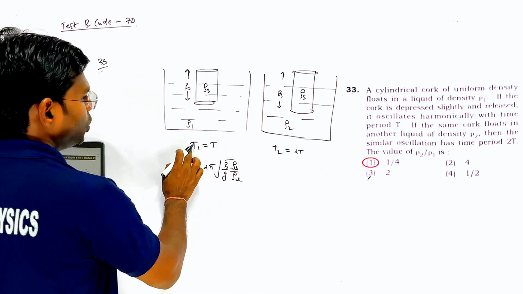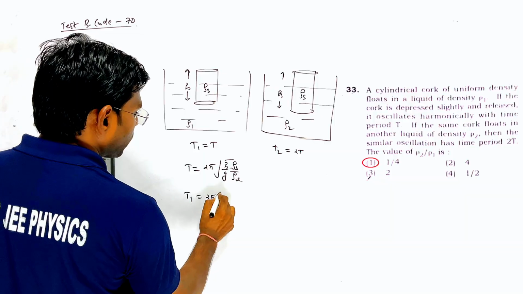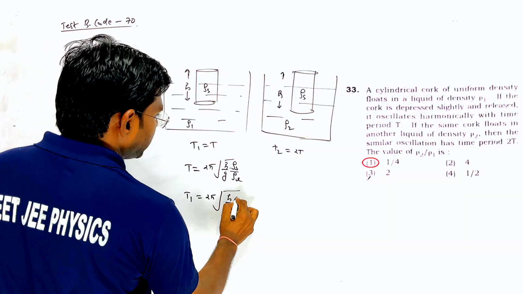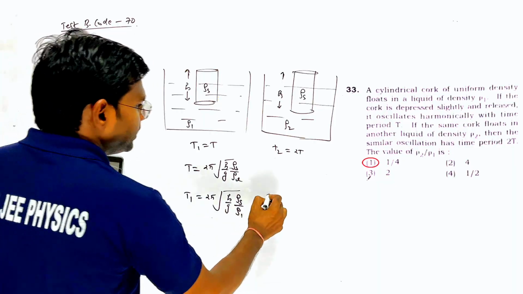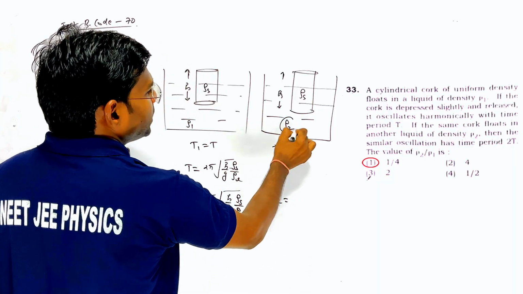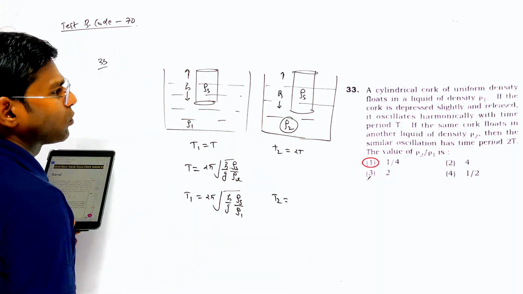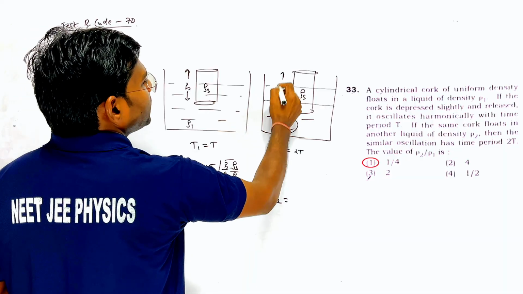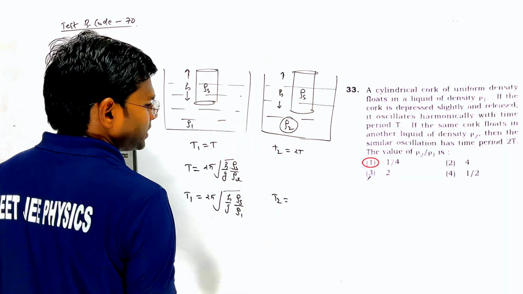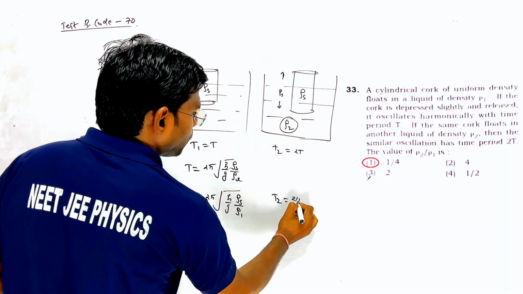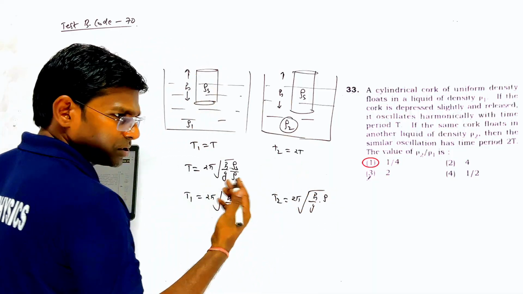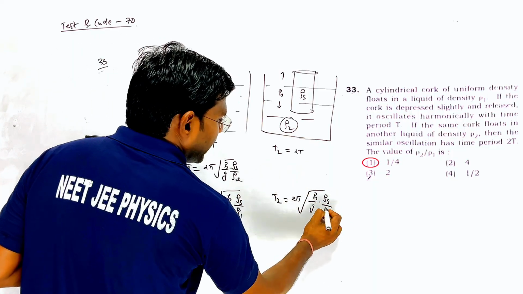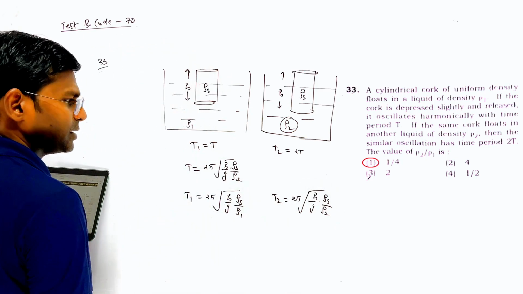This is the formula. So in this case, T1 is 2 pi root h upon g, multiplied by the density of the solid, rho s, over the liquid density, rho 1. In this case, when it is dipped in liquid 2 with density rho 2, pressed and released, it oscillates in SHM, and the time period is T2, 2 pi root h upon g, multiplied by the density of solid divided by the liquid density. Is it clear or not?